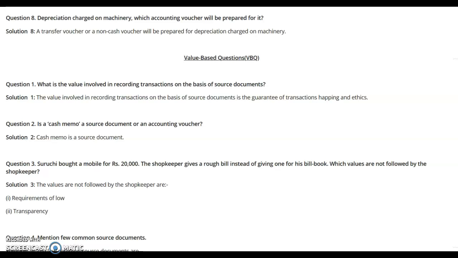Which values are ignored by the shopkeeper? He had ignored the requirement of law. It is mentioned here, the requirement of law, and the transparency and reliability of the transaction. So the shopkeeper must issue a proper invoice or the proper cash memo for the transaction.